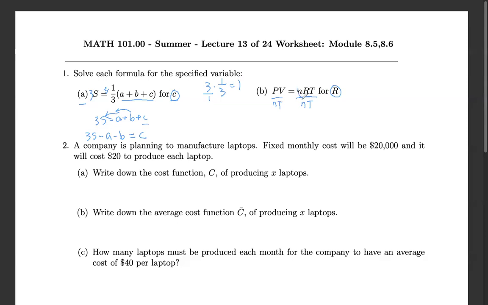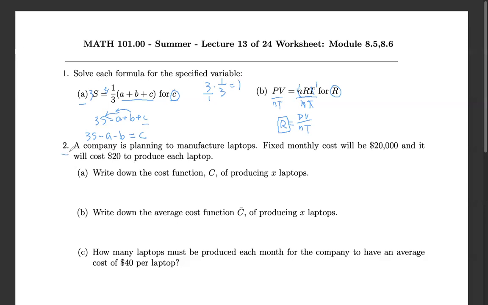We say N over N becomes 1. T over T becomes 1. We have 1 times R times 1. That's R. And so that's it. So R equals PV divided by NT. So R is solved. So we don't get a value in this kind of solving. We just get the specified variable all by itself on one side.